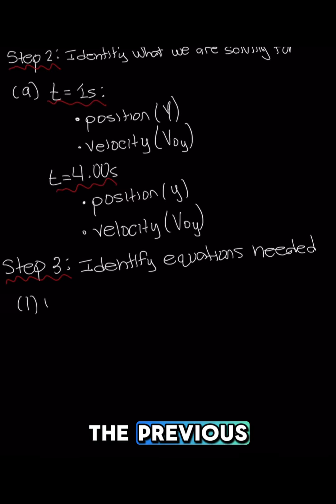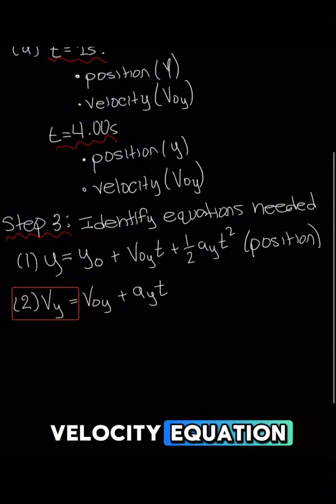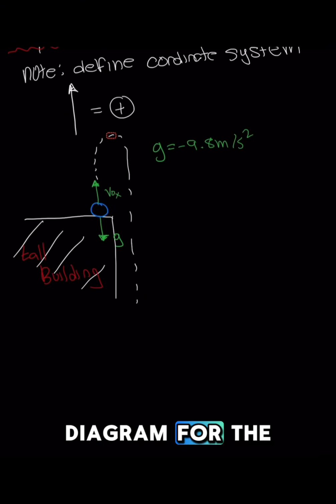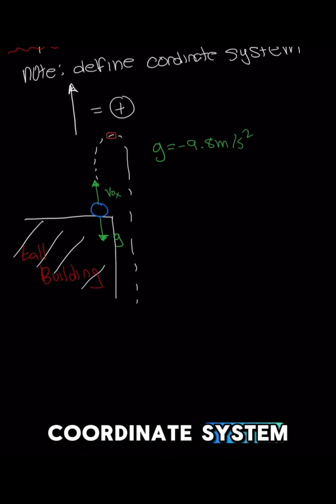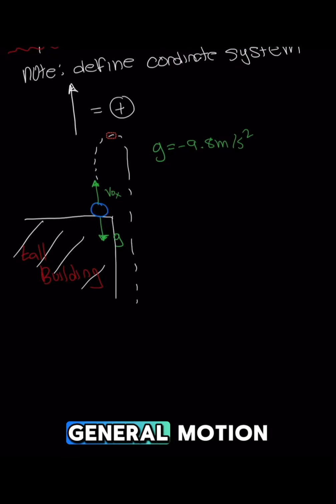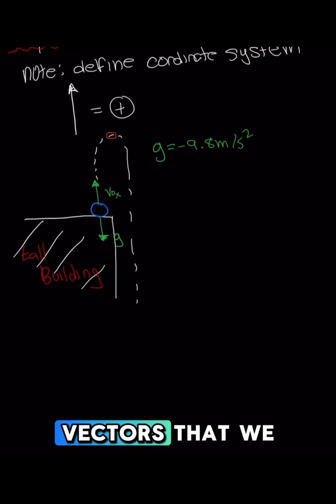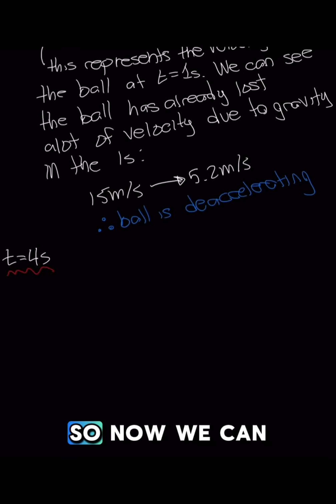Just like in the previous part, we're going to need these two equations here, the position equation and the velocity equation for the motion. And this is our diagram for the problem. We define a coordinate system with up as positive, and we drew the ball here on the tall building. This is the general motion it will follow, as well as the two vectors that we have here: the initial velocity and the gravity vector, noting that the gravity is going to be negative 9.8 meters per second squared. So now we can start solving.